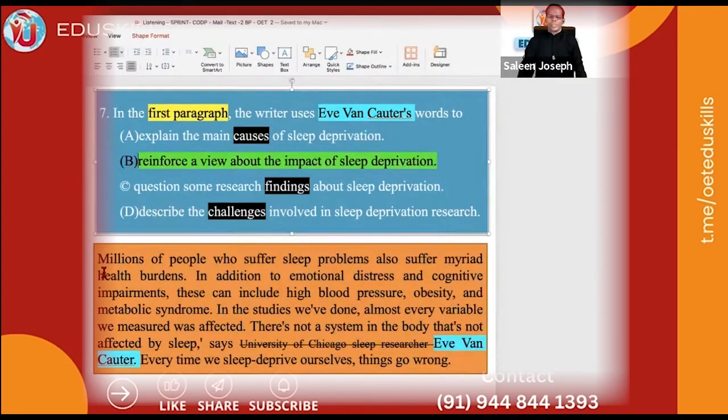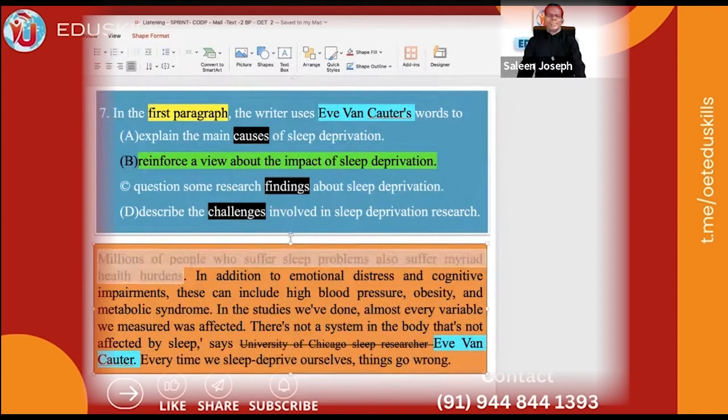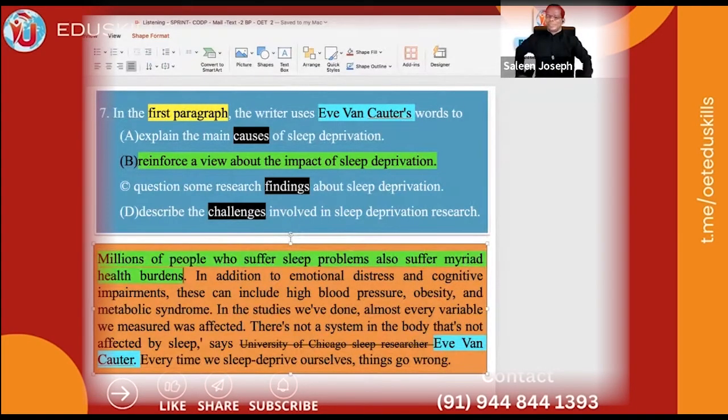Now coming to the topic sentence. What is the topic sentence? Millions of people who suffer sleep problems also suffer myriad health burdens. Myriad means plenty, many, so many health problems. So we can say, who are deprived of sleep, deprivation of sleep is the cause, and health burdens, or health problems, is the effect. So the topic sentence speaks about cause and effect.